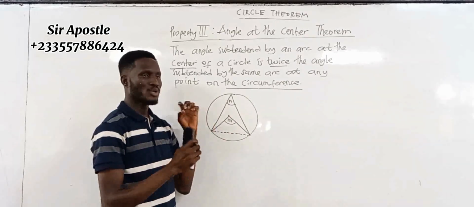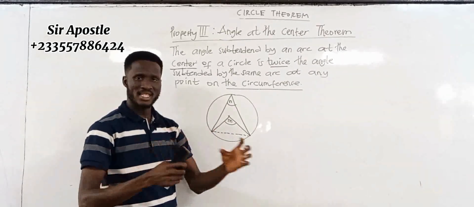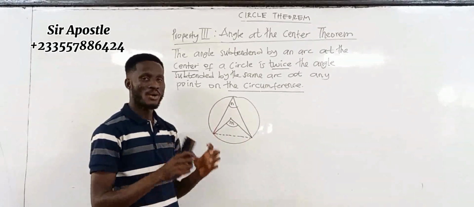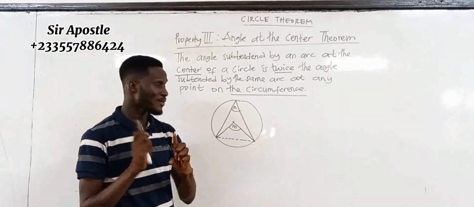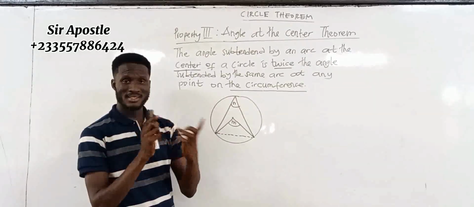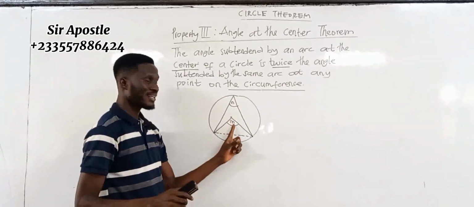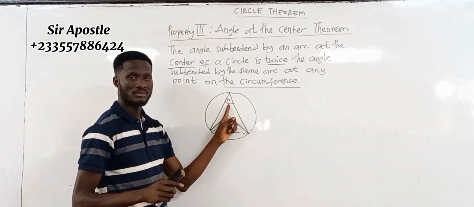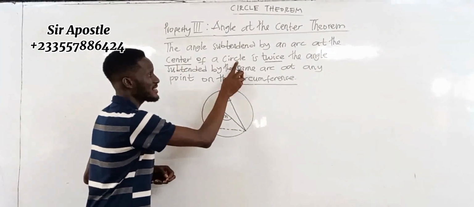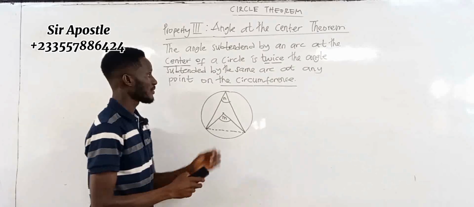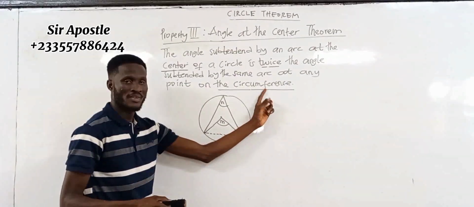Now, this property is talking about the relationship between these two angles, the one at the center and the one at the circumference of a circle. Now, what are we saying? You can see it clearly that this angle is bigger than this angle. You get it? Now, let's see. The angle at the center is twice the angle at the circumference of a circle.